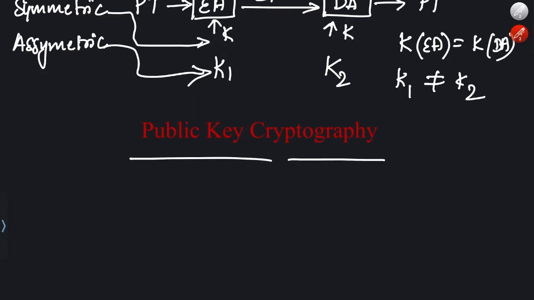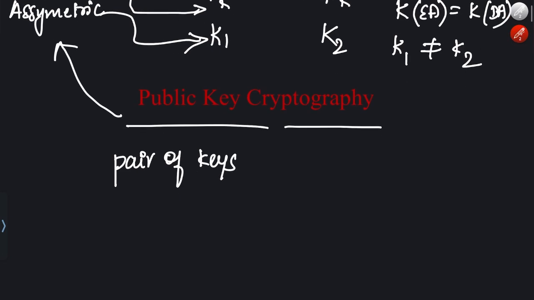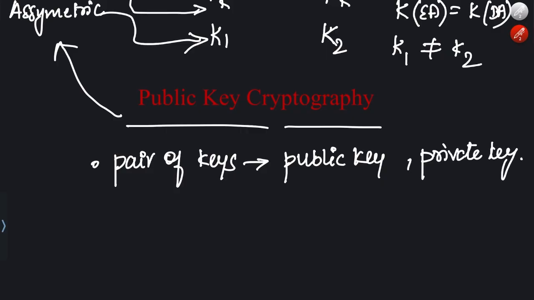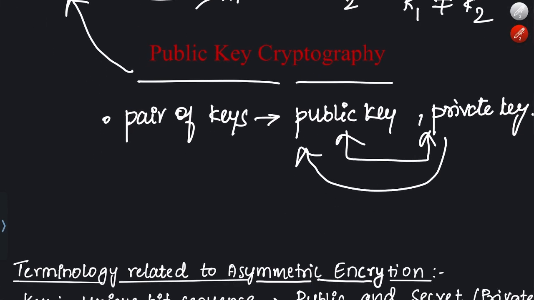Public key cryptography is a cryptographic system that makes use of a pair of keys. It is a type of asymmetric cryptography. One key is called the public key and the other is called the private key. Both keys are mathematically related, but it is very difficult to derive the private key from its public key. So why do we need this? These keys are very important from the encryption perspective, and they also play an important role in digital signatures.